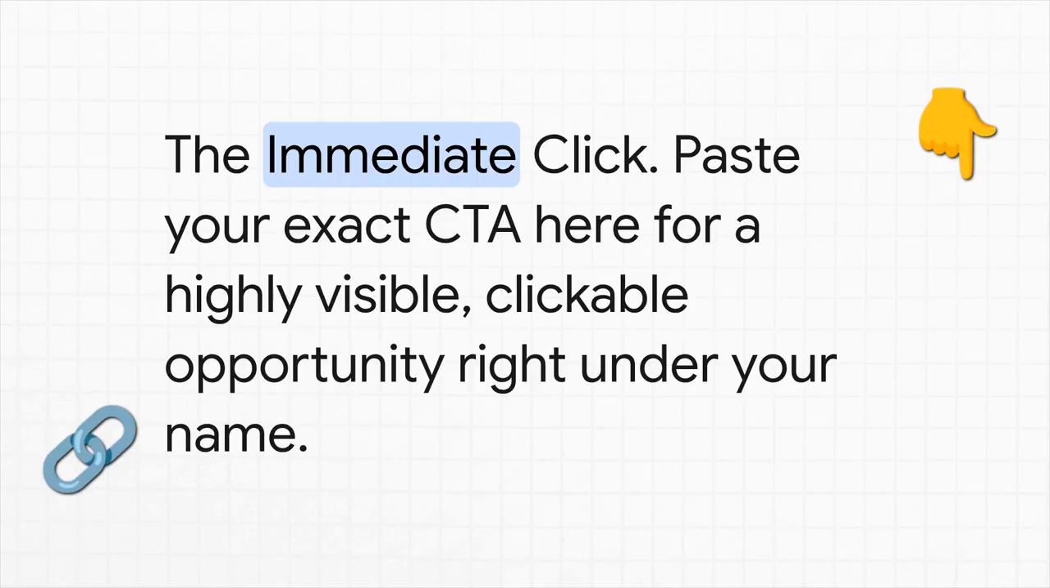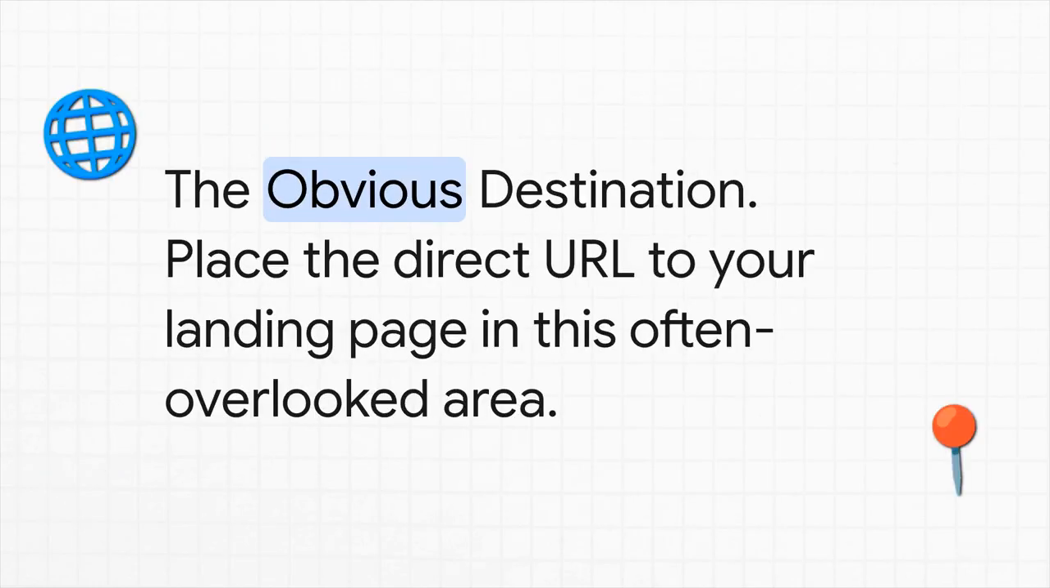This makes sure your offer is front and center, giving people an immediate, clickable link without making them hunt for it. The link in your bio. This one feels obvious, but you'd be surprised how often it gets messed up. The system is really clear here. This link has to be the obvious destination. It should go directly to your landing page. No link trees, no extra steps, nothing that adds friction or causes confusion.